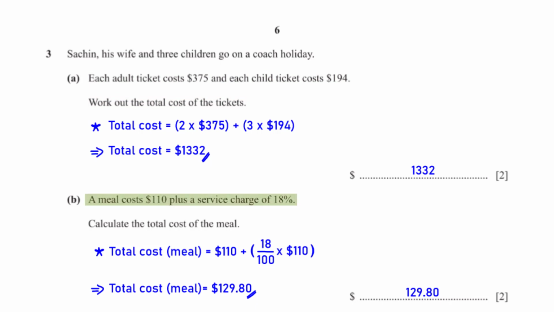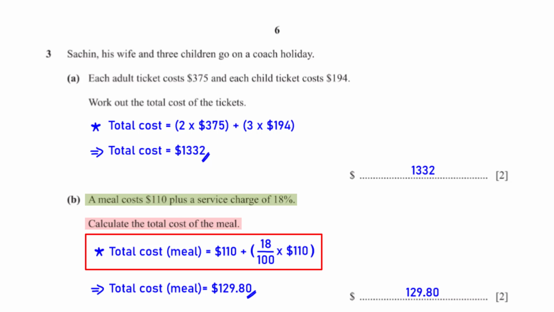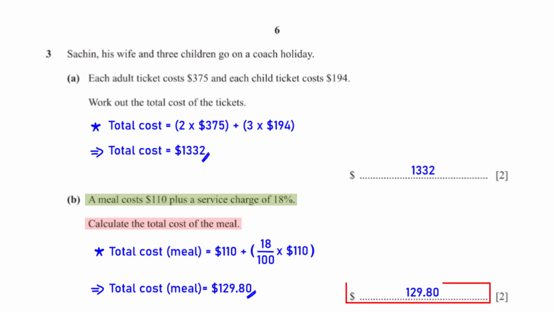A meal costs $110 plus a service charge of 18%. Calculate the total cost of the meal. The total cost of the meal is equal to $110 plus the service charge, which is 18% of $110. This gives us $129.8.